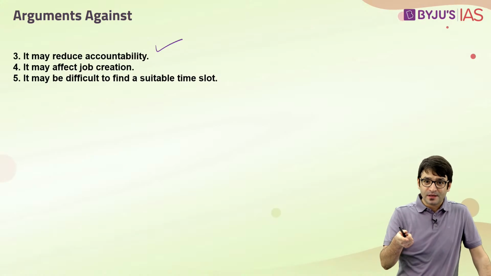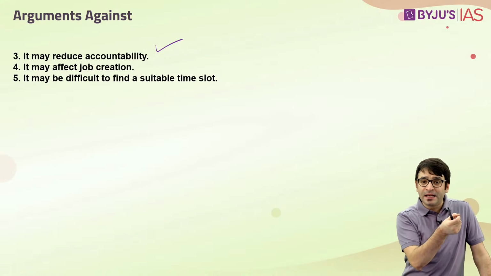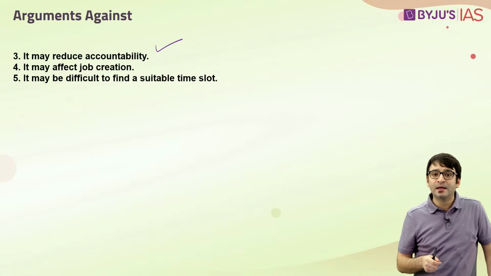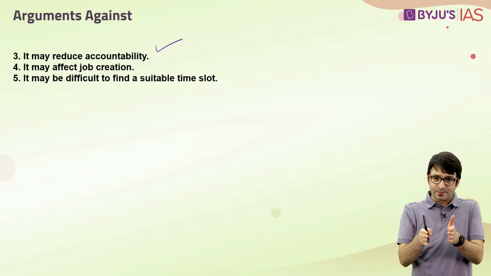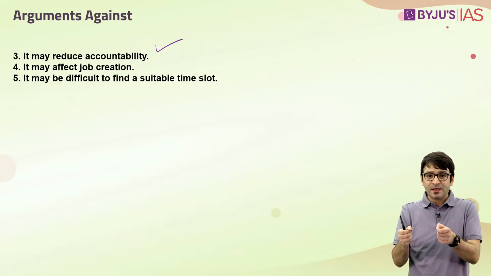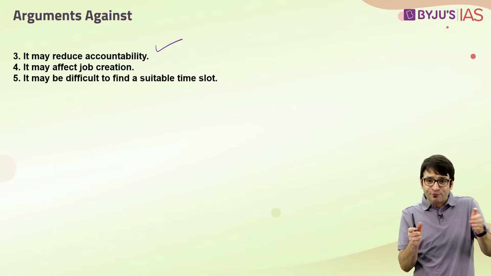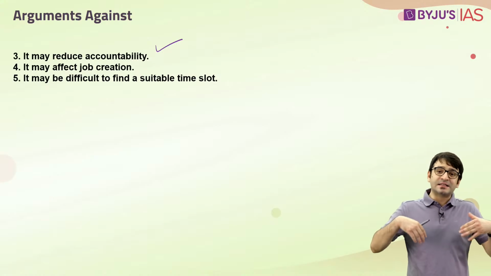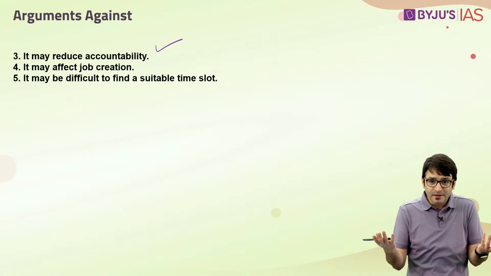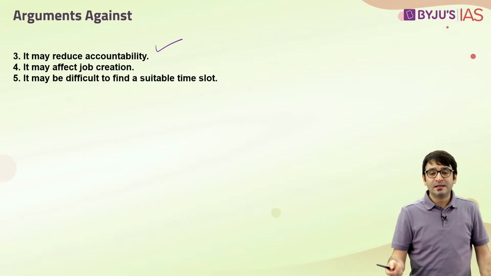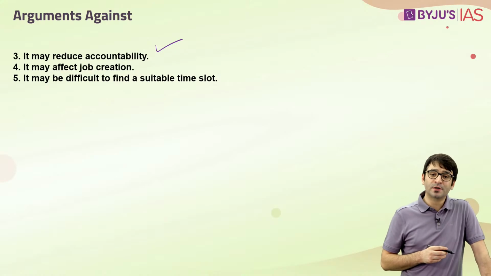Frequent elections means frequently these MLAs and MPs will go back to the people. But if there is a simultaneous election, once in every 5 years, that means for the remaining 4.5 years, these legislators will disappear. They will not go back to the people. That means accountability will be reduced.